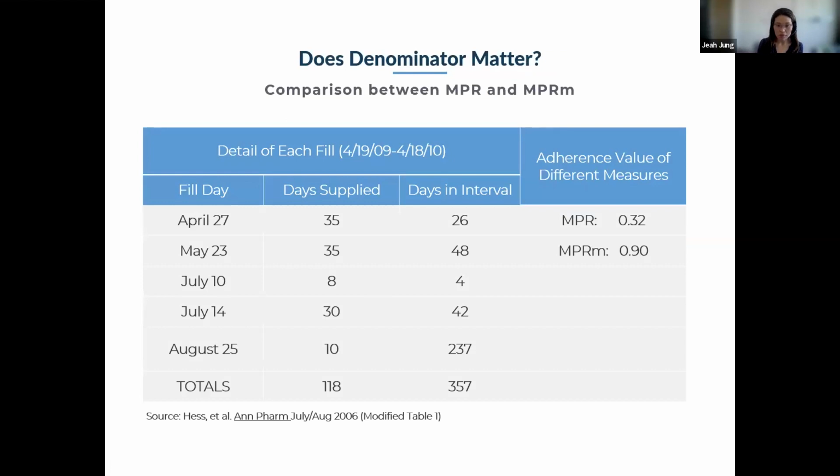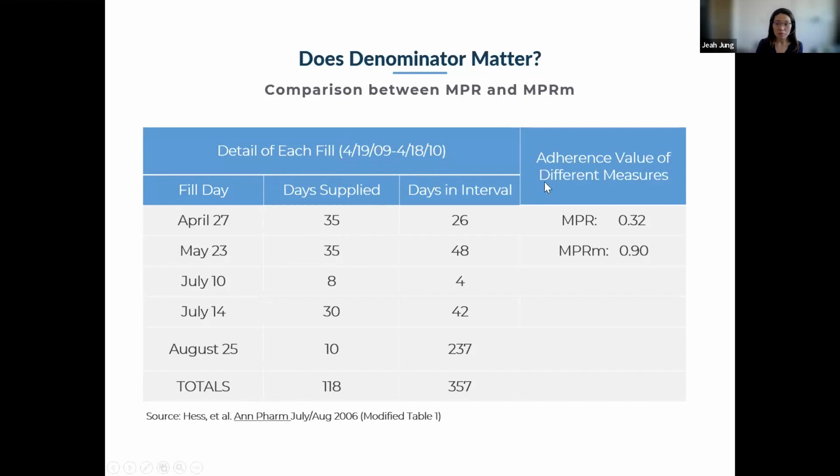And we will see in the example, does it really matter here? So let's look at this example. How much does this denominator and the way we specify the follow-up time period matter? For this one, this is from one published paper. This is just a 1 year follow-up period.